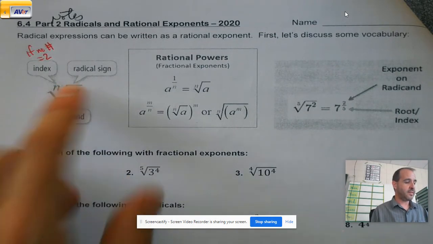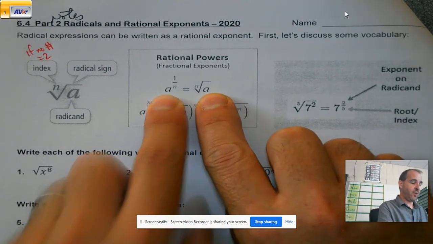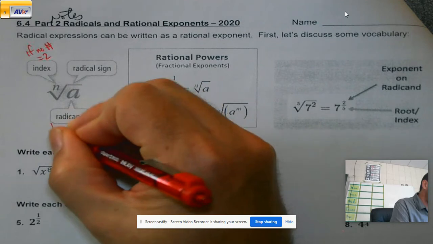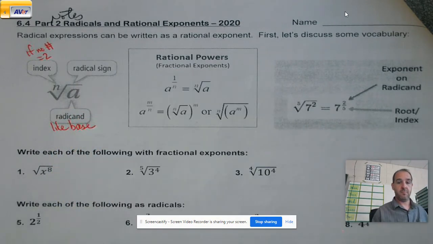We've got our radical sign, and then what's called the radicand inside, which sometimes people can also refer to as a base value because it's the same base value. This is like our base with our exponents. And you're going to hear me refer to it that way when we're doing some of these.